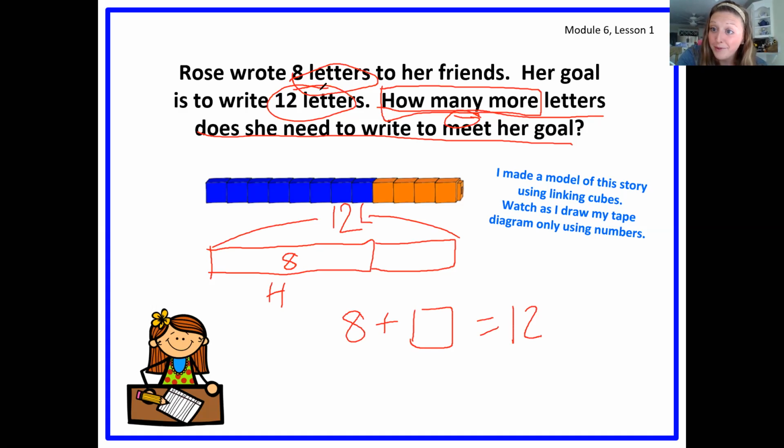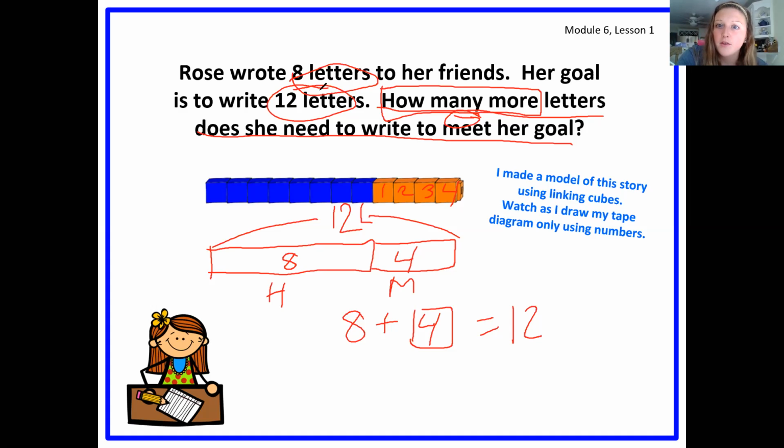Well, I drew this picture up here, and I have these 8, and I can count 1, 2, 3, 4 more. Oh, and then she was at 12. So 4 is how many more she needs to write. So I know 8 plus 4 is going to get me to 12. Okay, so I think this is right.